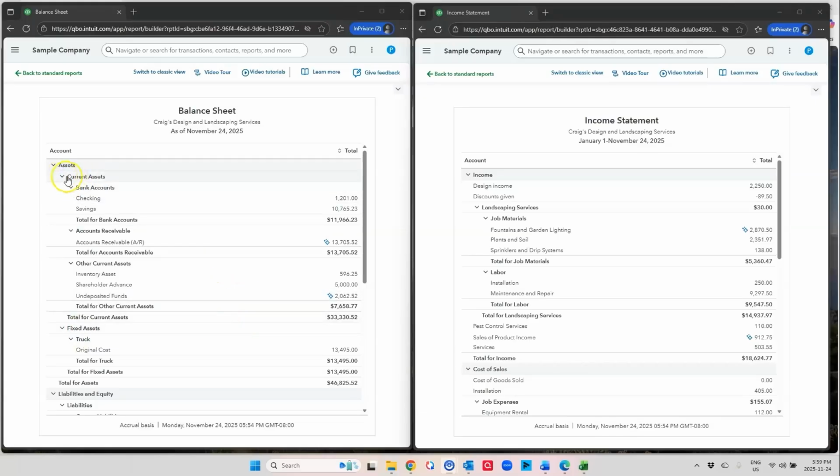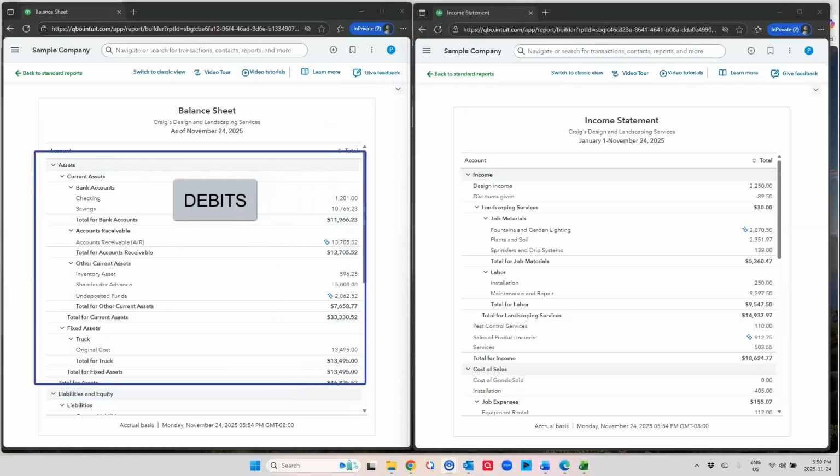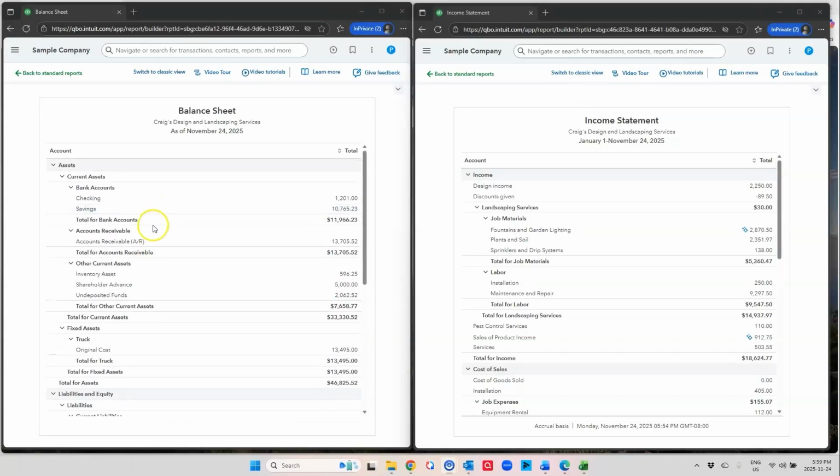You can see here we have money in the bank, accounts receivable, other current assets, fixed assets. All of these things here obviously make up our assets section, and these are debits. So when we're looking at the assets section of the balance sheet, these are all debit accounts. And we're going to scroll down a little bit further and we'll have a look here.